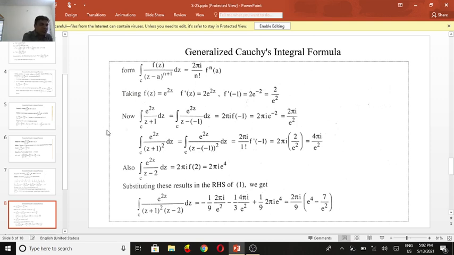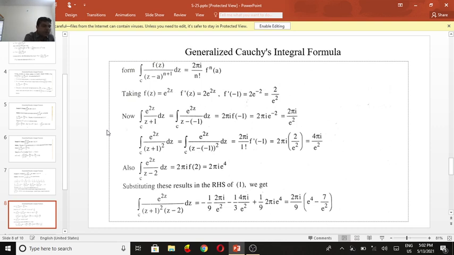So the function f of z is e power 2z. So the derivative of f of z is equal to 2 e power 2z. Again replacing z by minus 1, the derivative of f at minus 1 should be equal to 2 e power minus 2. So simply we can write 2 divided by e square. So again we come to the problem.